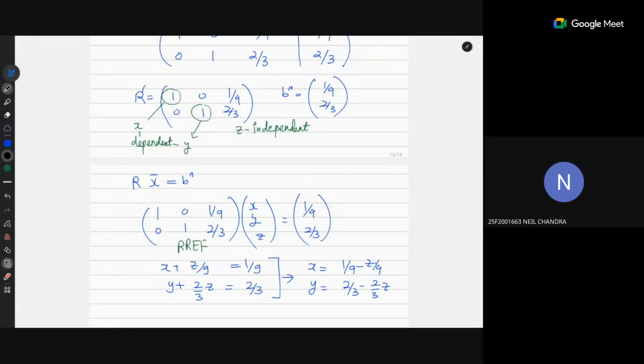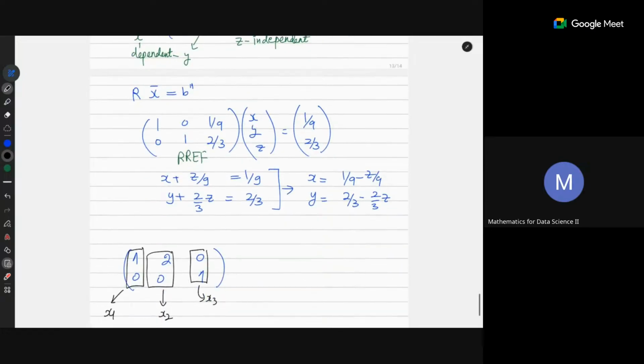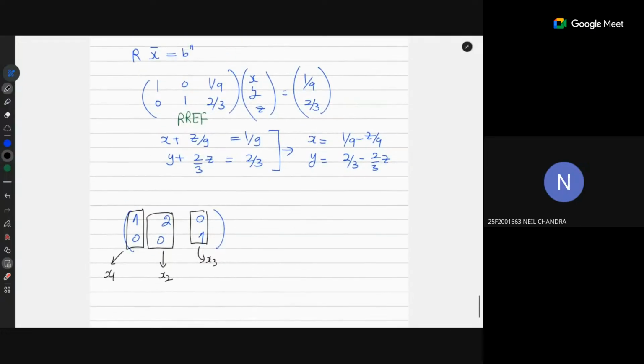Okay. And so here also the solution we obtain is not any particular solution. It is kind of a general solution, like whatever value of z we put, because it has infinitely many solutions. Sorry? It has infinitely many solutions. Whenever you have an independent variable, you will always get infinitely many solutions.